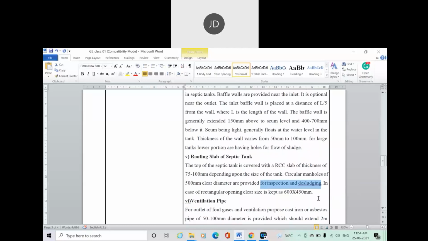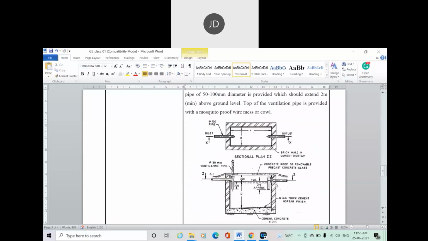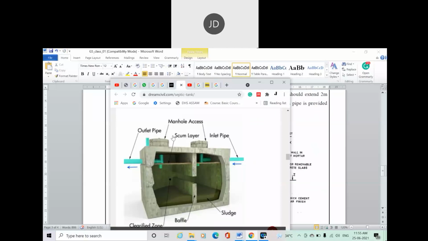If you're providing a rectangular opening, provide a size of 600 into 450 millimeter. And if you're going for a circular one, you can go for 500 millimeter diameter. This is all about the roof slab and the manhole provided nearby the roof slab. Here you can see this is your concrete slab, and this is a removable precast concrete slab. It can be removed and used as a manhole. And you can see this is your manhole. Even in both directions it can be used as a manhole.